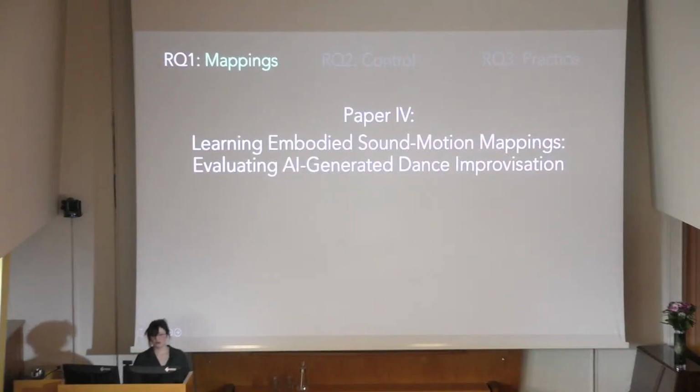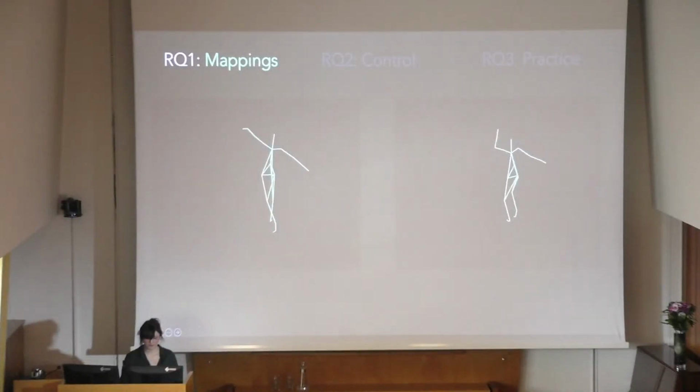So in paper 4, we returned to the notion of sound motion mappings. We collected some of the most realistic-looking examples generated by the models trained for our previous publications, and we created an online study of the perceived sound motion mappings of our generated movements versus human movement.